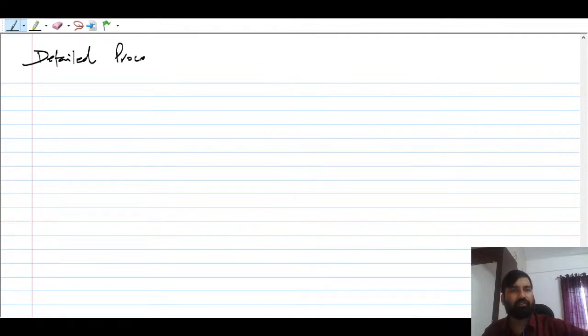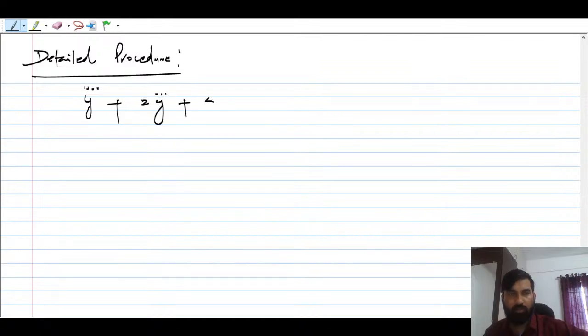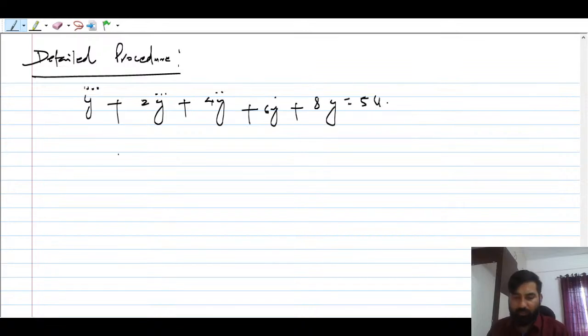Detailed procedure, okay, to obtain the state transition matrix. ठीक है, तो देखो क्या है, मान लो आपके पास एक fourth order equation given like this: y'''' plus 2y''' plus 4y'' plus 6y' plus 8y equal to 5u. Okay? Now what you can do here, it's a very simple process, right?